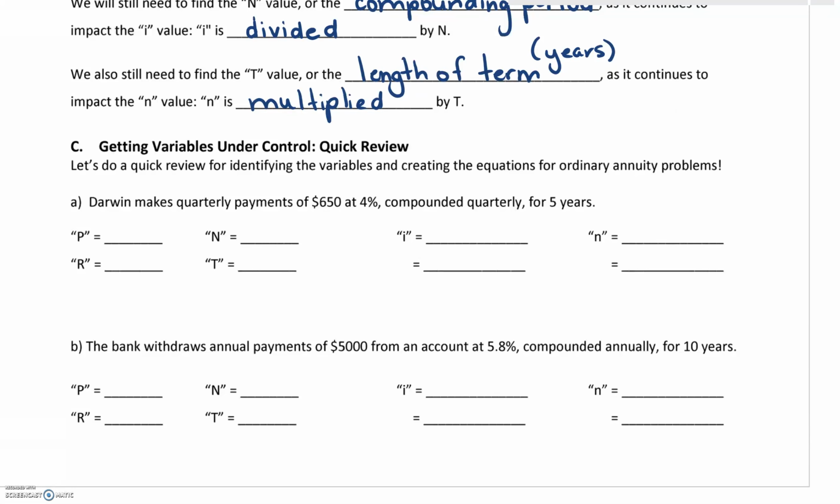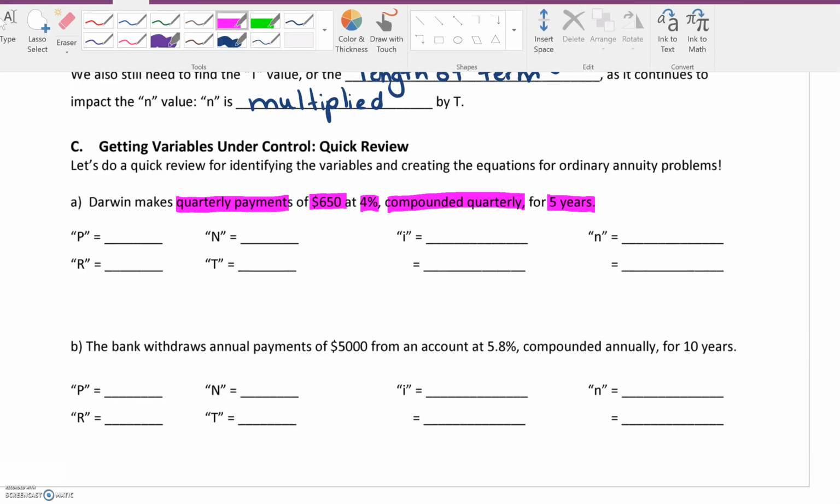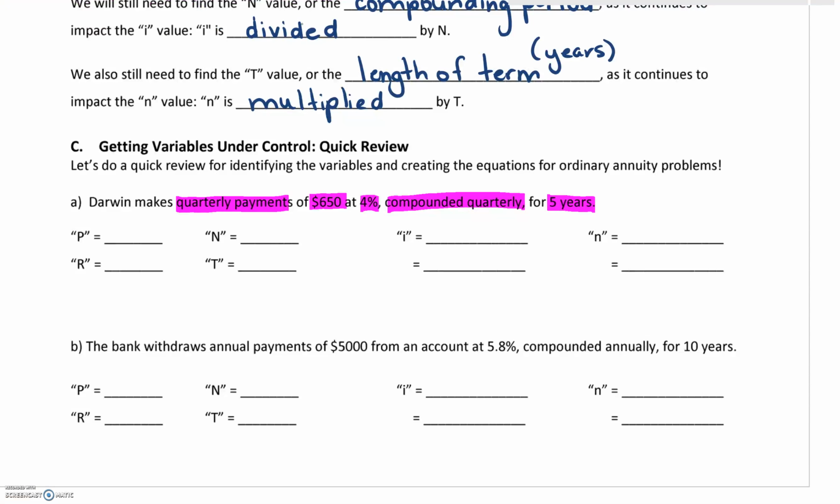So Darwin makes quarterly payments of $650 at 4% compounded quarterly. So there's a couple things that are really important here. I like to always attack the compounding period first. I like to see the number of years and how the payments are made. So if it's quarterly payments of $650, I can start filling in the R value because I know that the payments are going to be $650. And the amount of the payment is your R variable.